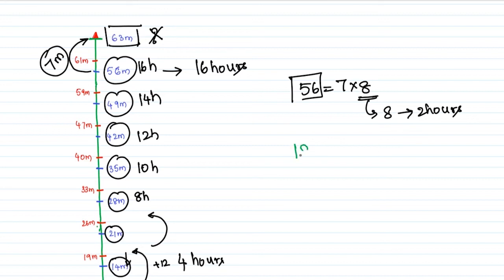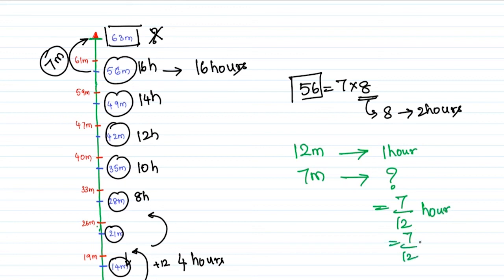So in 1 hour, it will cover a distance of 12 meters, right? So 7 meters will be covered in how much time? This will be nothing but 7 by 12th of an hour. So if you convert this into minutes, this will be into 60. So this is 5s. So we get 35 minutes here.